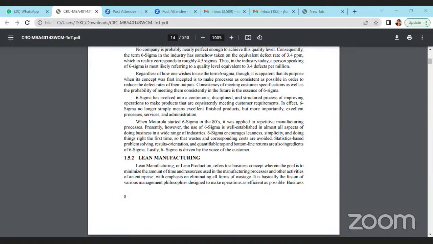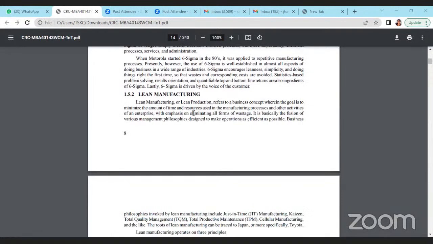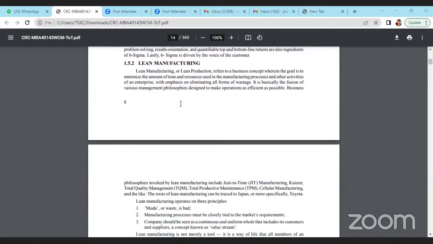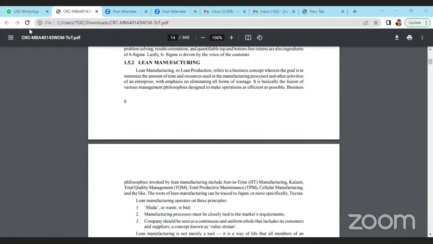And it should always have continuous discipline, structure, and a process of improving, and finished products have to be provided on time without any defect. That is Six Sigma.